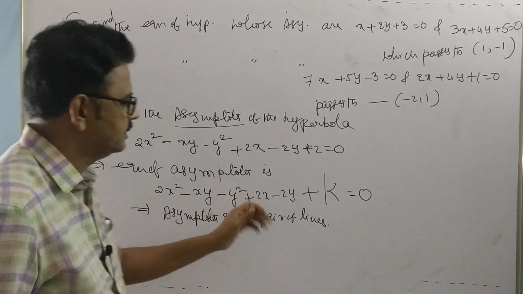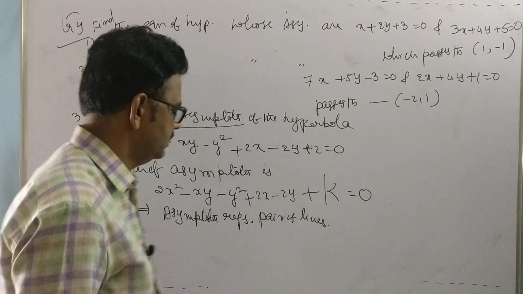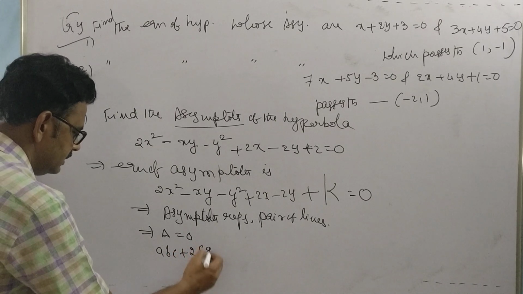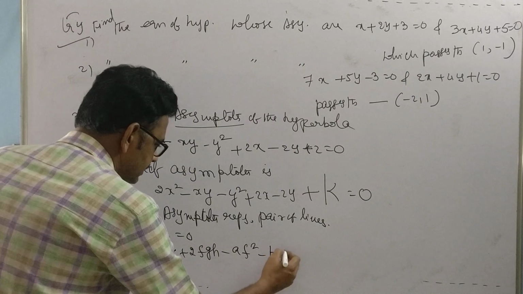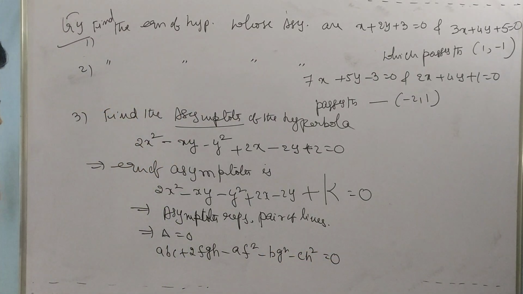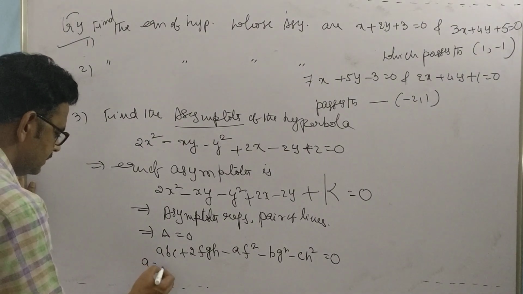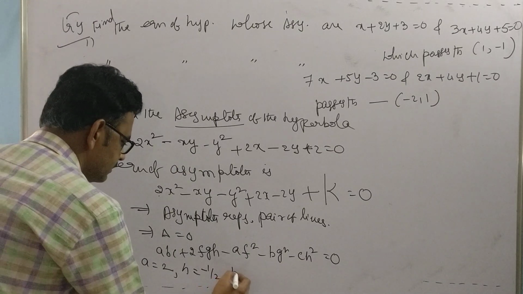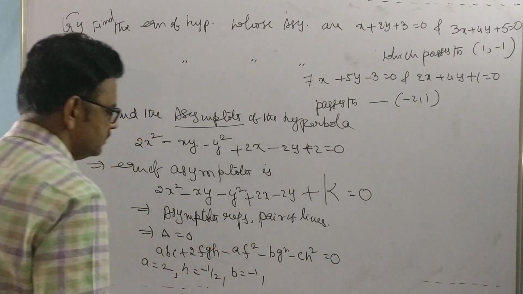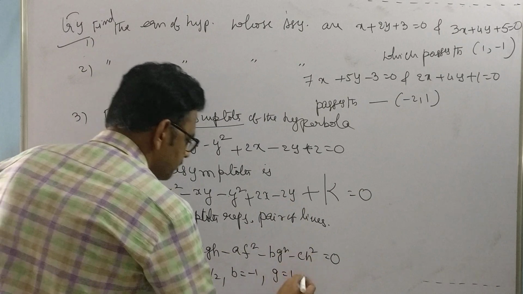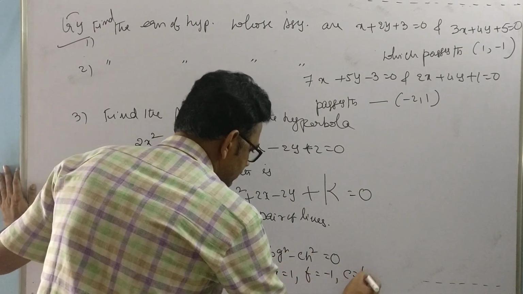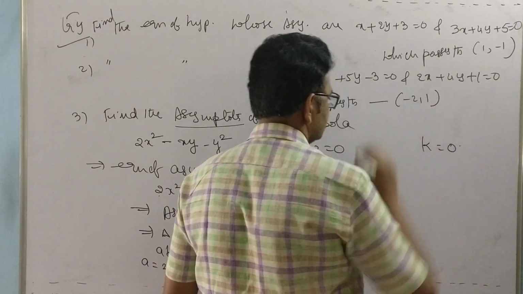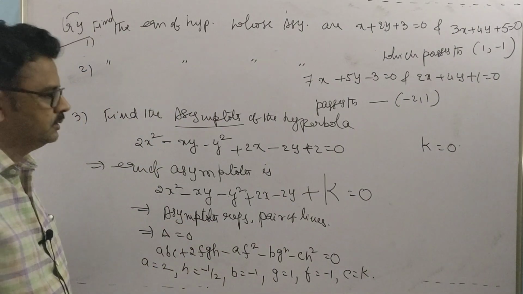I think you know from first year the equation represents pair of straight lines. The condition is delta equal to 0, where delta is ABC plus 2FGH minus AF square minus BG square minus CH square equal to 0, where A is 2, 2H is minus 1 so H is minus 1 by 2, B is minus 1, 2G is 2 so G is 1, 2F is minus 2 so F is minus 1, C is K. By substituting all these you get K value is 0.